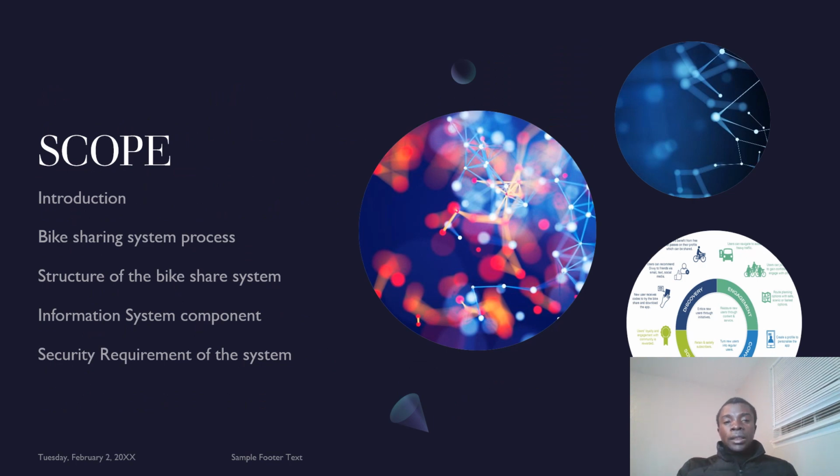The scope that this presentation will cover will be the introduction, the bike sharing system process, the structure of the bike sharing system, the information system component, and security requirements of the system.